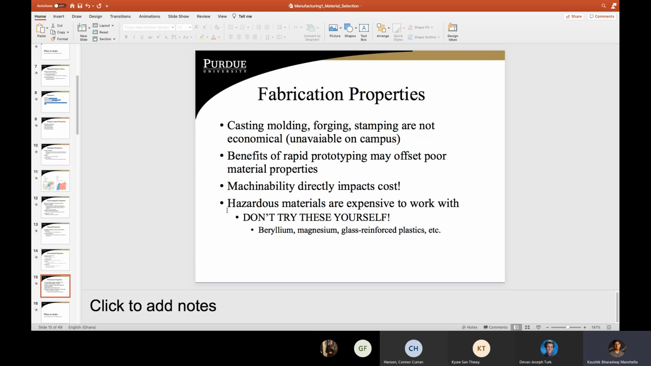However, if you are coming up with a product where you're going to have to make a lot, or you're going to hand over the manufacturing process to the project partner or something of that nature, then molding is an option.